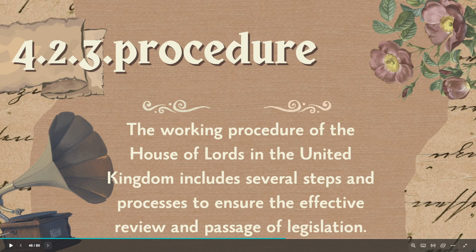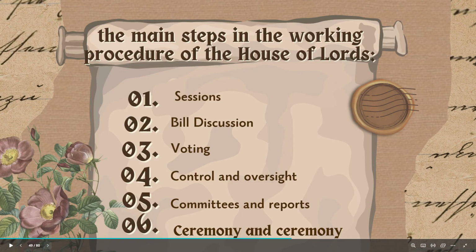And next, look at the screen. The procedure of the House of Lords consists of many steps and processes that are clearly defined. Here's a summary of the main procedure. One, sessions. Two, ratifications. Three, voting. Four, control and oversight. Five, committees and reports. And six, summary and ceremony.